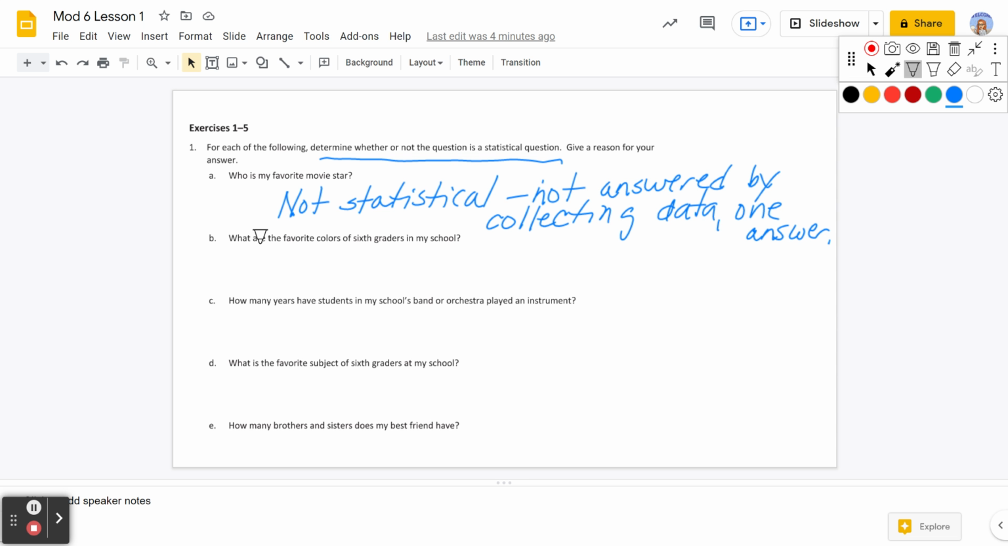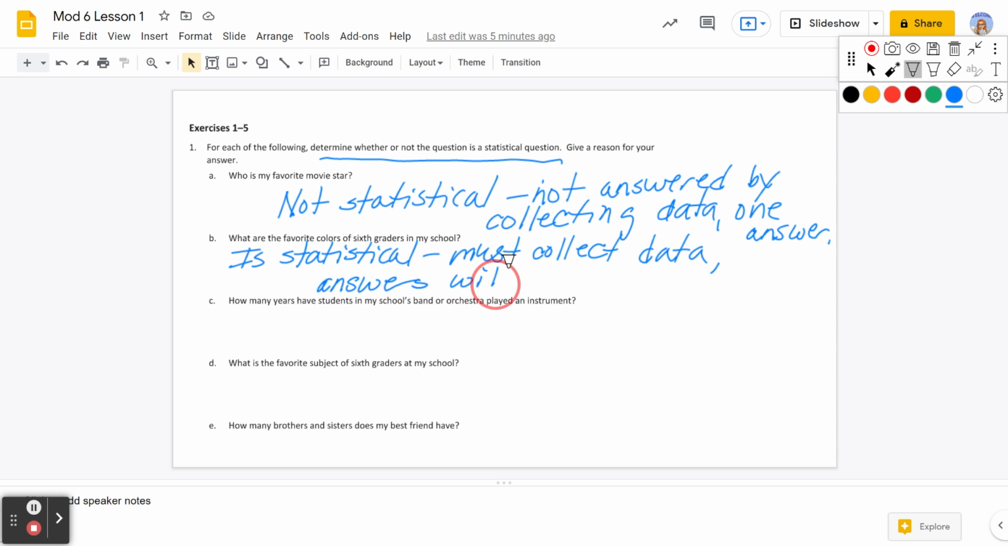All right. What are the favorite colors of sixth graders in my school? So this is a statistical question. You must collect data. And the answers will be different. That's what the word vary means. It means that they'd be different. Answers will vary. I'm going to put it in parentheses here. Answers will be different.